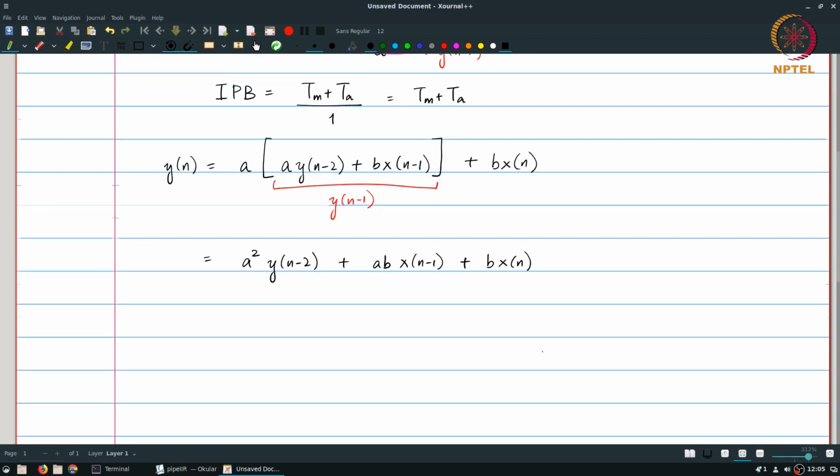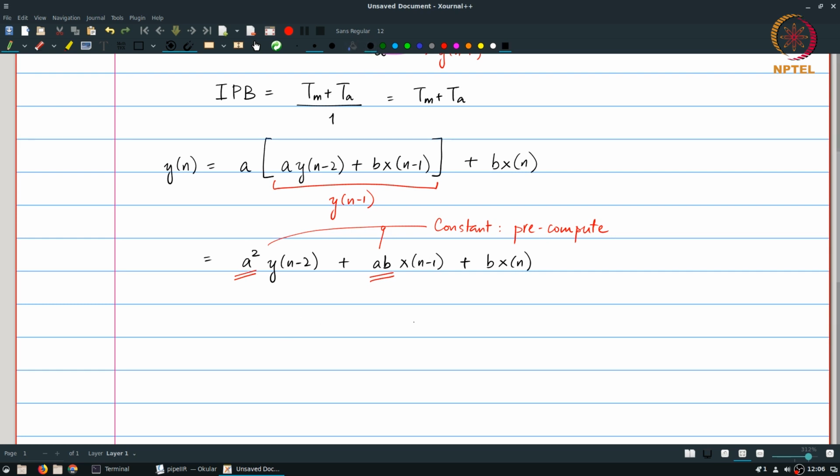Now, what does the implementation of this look like? The important thing to observe over here is the fact that a squared and ab are both constants, and therefore they can be pre-computed. You do not, in other words, need to do a times a at runtime when you are actually implementing the filter. What you would do is to compute a square as a new number and use that as the coefficient into the filter. So how does this help us?